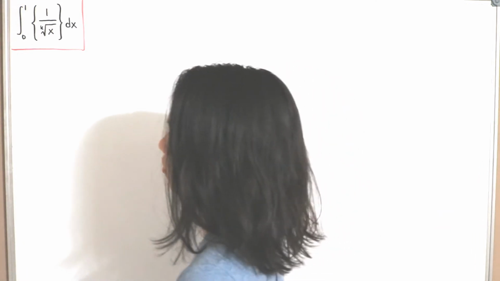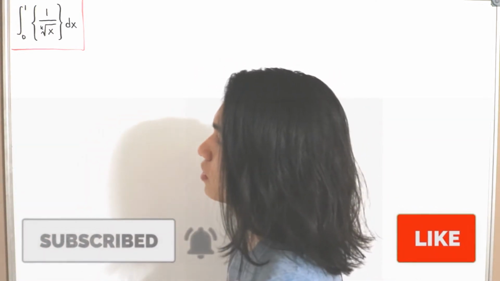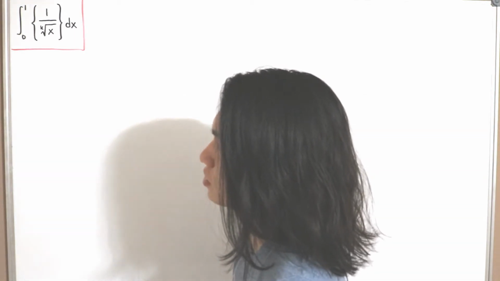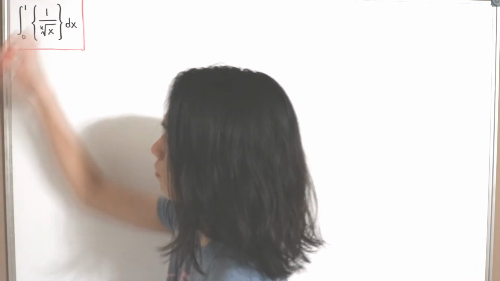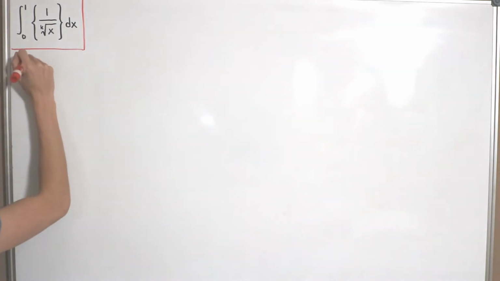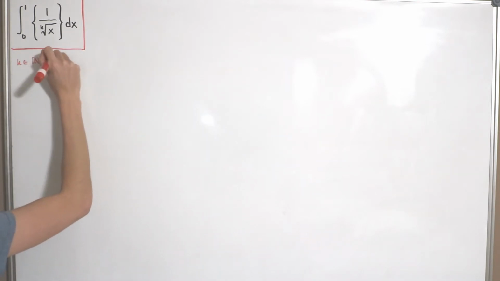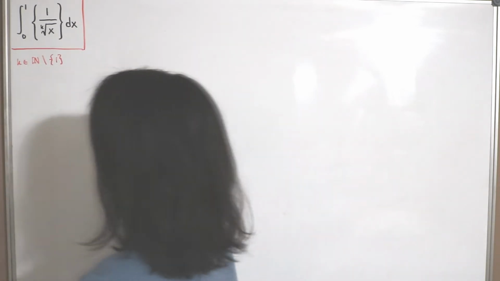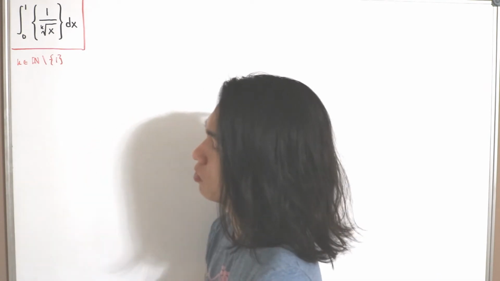In today's video we have yet another integral: the integral from 0 to 1 of the fractional part of 1 divided by the kth root of x dx. I should also mention that this only works for all k in the natural numbers excluding the singleton element 1. That's the condition we want to satisfy, and we're being asked to find the integral.